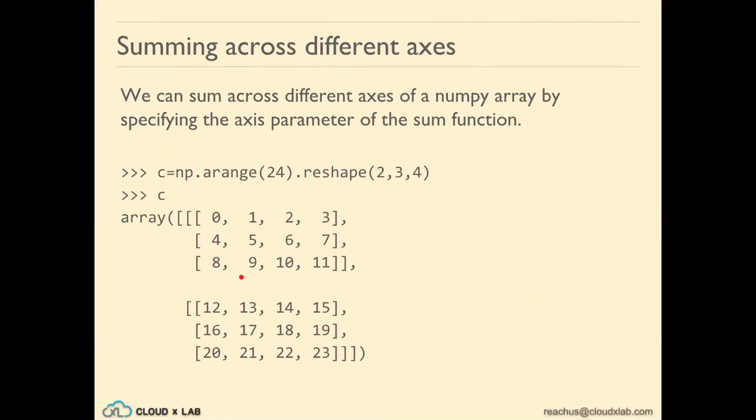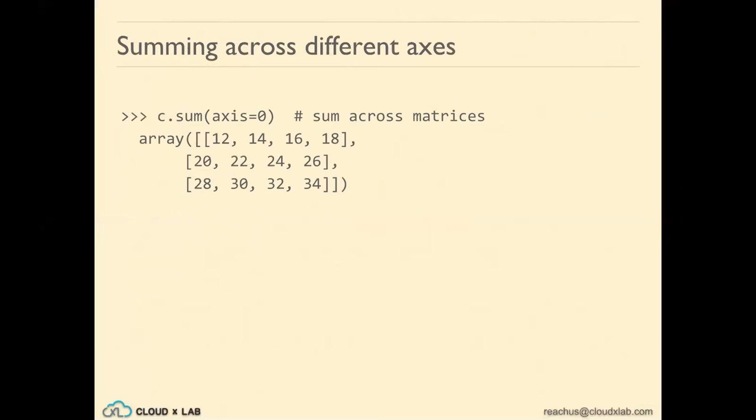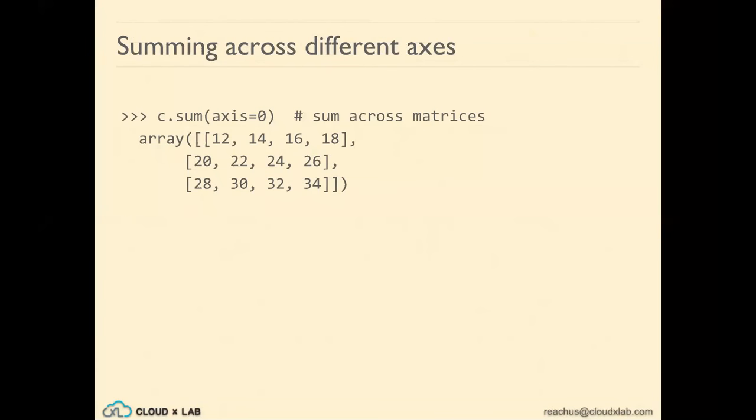So if we say axis 1, then it'll be adding the elements across the second dimension. So probably it'll add, okay, that I'll have to think about. Let me just show you what it means.